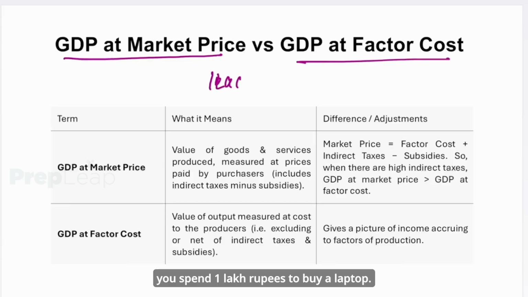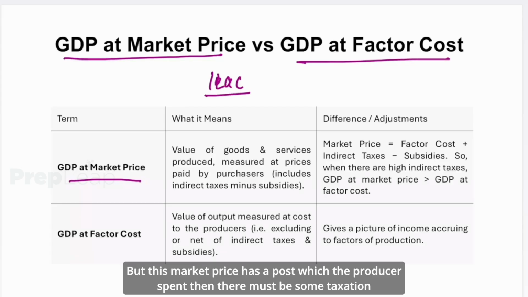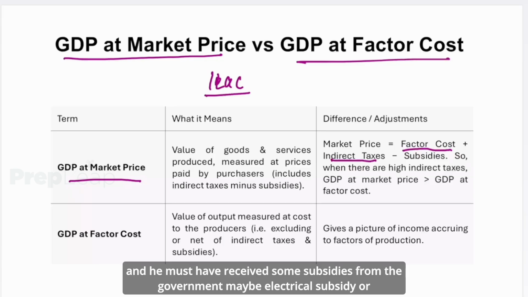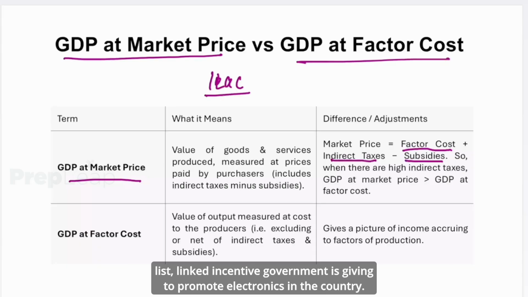Okay, you spend 1 lakh rupees to buy a laptop. That adds to the value of GDP at market price. But this market price has a cost which the producer spent. Then there must be some taxation, and he must have received some subsidies from the government, maybe an electrical subsidy or some kind of incentive, like a PLI scheme, which is a production linked incentive the government is giving to promote electronics in the country.